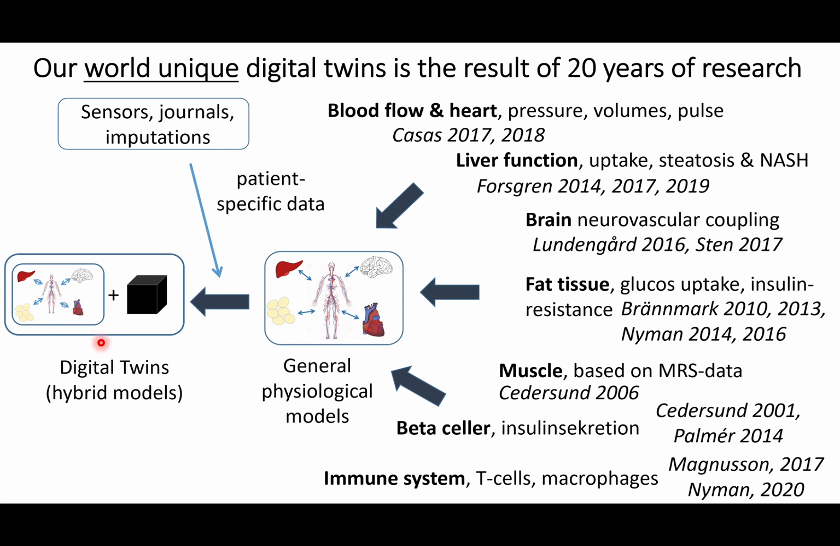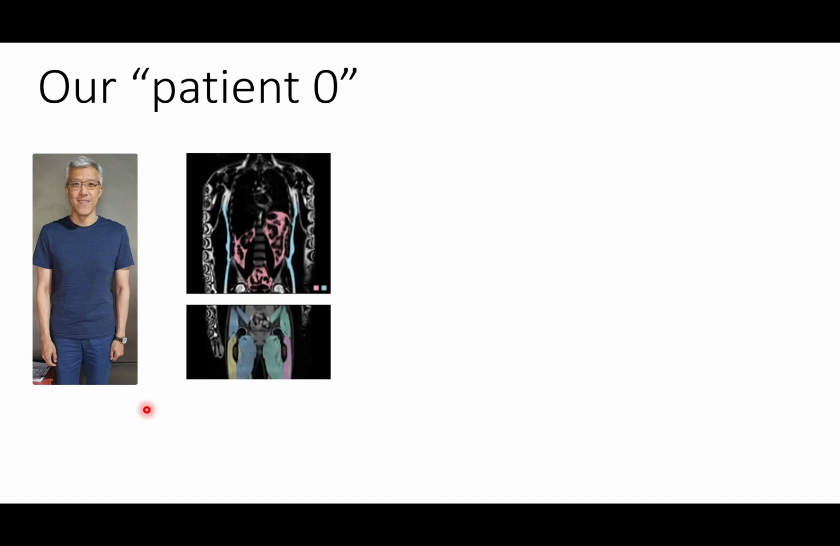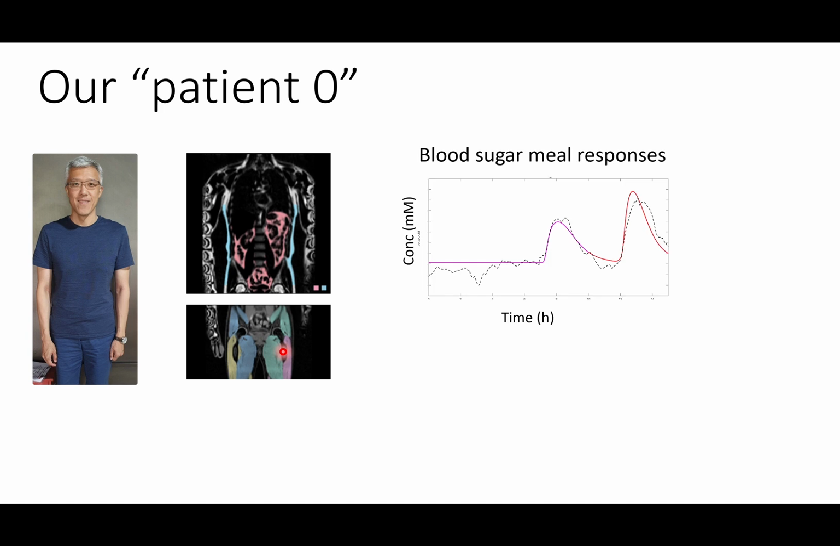So a specific person's computer model, which both describes the physiology and, via machine learning, the statistical properties like risks, using a hybrid technology. And here you see our first digital twin that we created, what he looks like on the outside, and on the inside here you see his fat deposits and muscle deposits. And here you see a comparison between data and simulations for blood sugar meal responses.